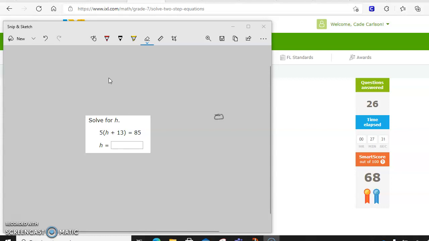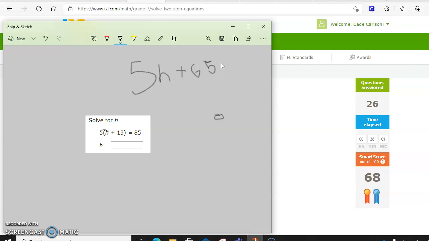Okay, so this is our problem. First, we have to distribute. So 5 times h equals 5h. And 5 times 13, I have to move that plus, because that's a positive. That'll be 65. Got it. So 5h plus 65 equals 85.